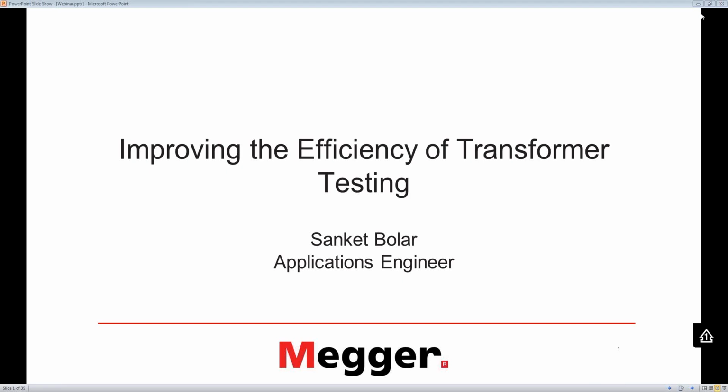In today's session, we are going to talk about improving the efficiency of transformer testing. My name is Sanket Bolar, and I am an applications engineer with Megger.